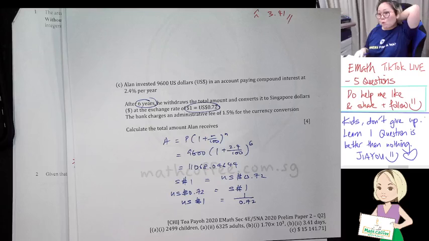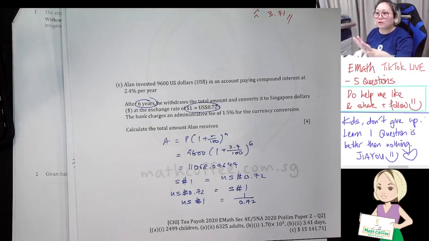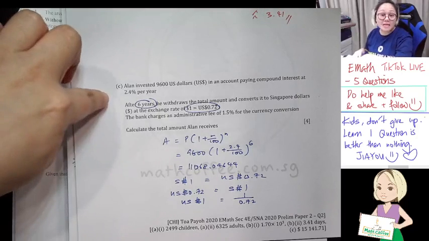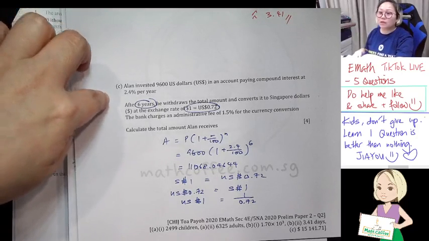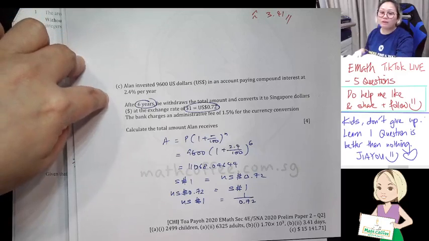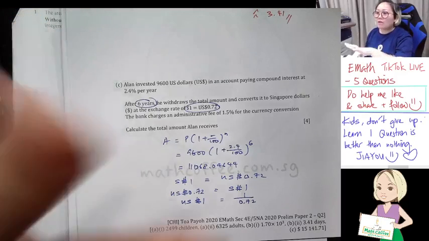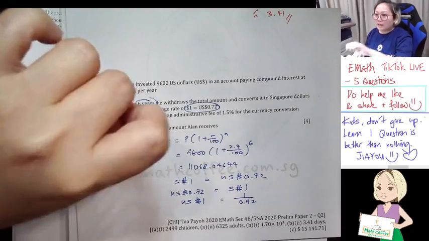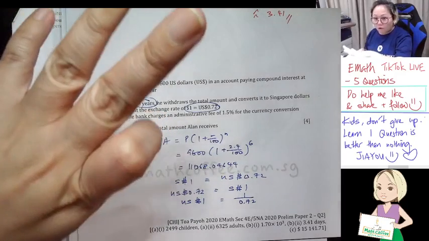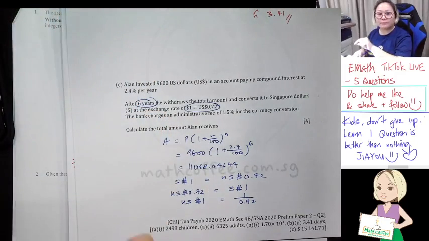If it's compound quarterly, then you have to see, let's say 6 years. Every year you compound 4 times. So 6 years will be 6 times 4, you compound 24 times. So when you compound 24 times, your N is equal to 24. But take note, the R also changes. Let's say your R is 2.4% per year. But if it's compound quarterly, you also have to divide by 4. So R will become 2.4 divided by 4. The N will become 6 times 4 when it's compound quarterly.